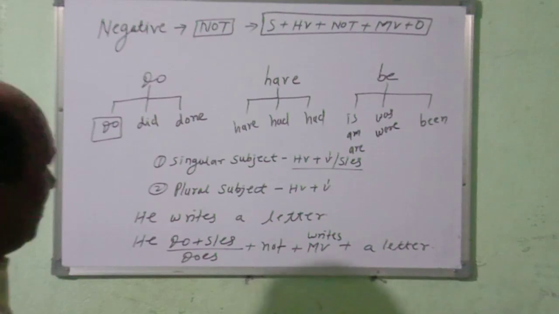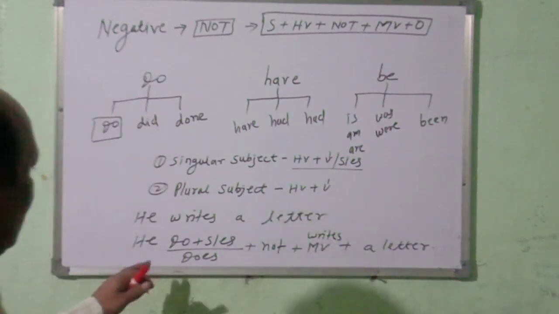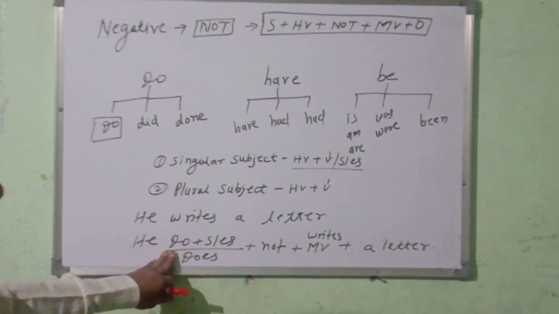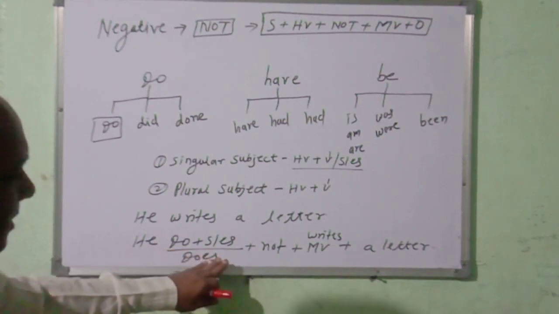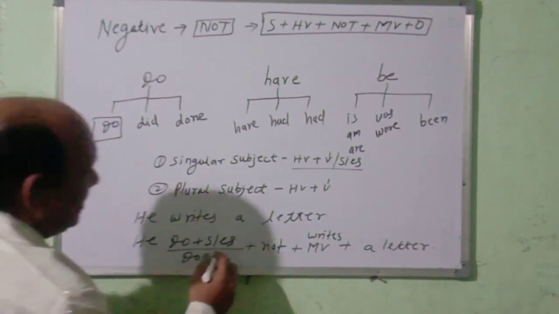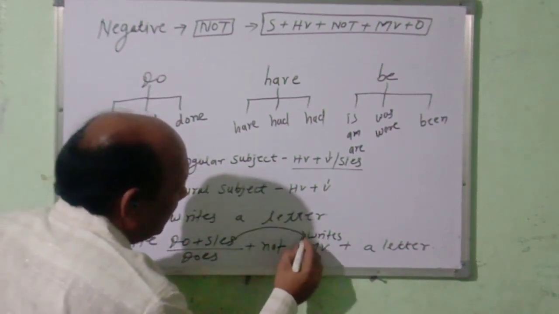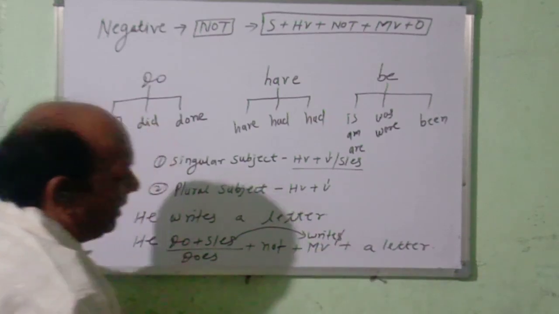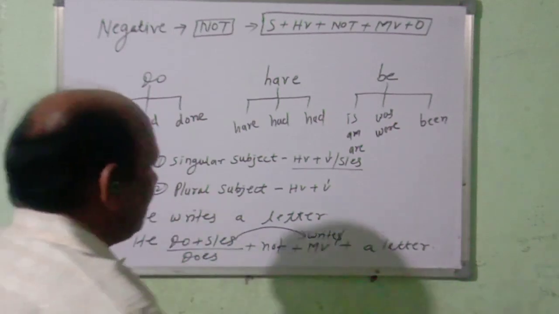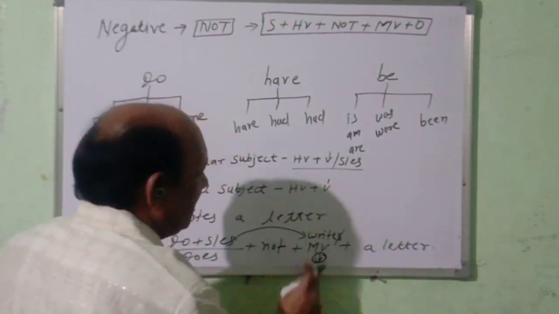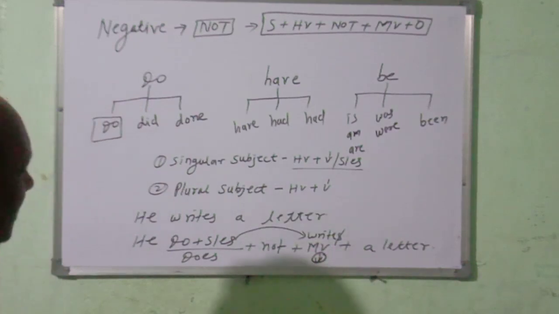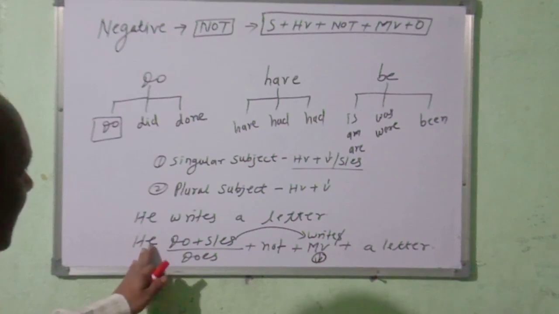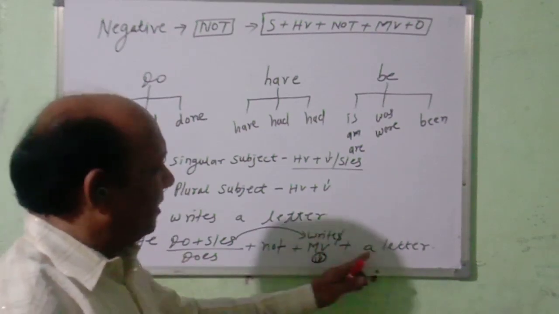One thing you must observe: when you add S or ES with "do", the helping verb, then afterwards in any condition there is no need to add V1 plus S or ES. You have to write only the first form of the verb, that is V1. What is the V1? That is "write". So what is the correct negative sentence? He does not write a letter.